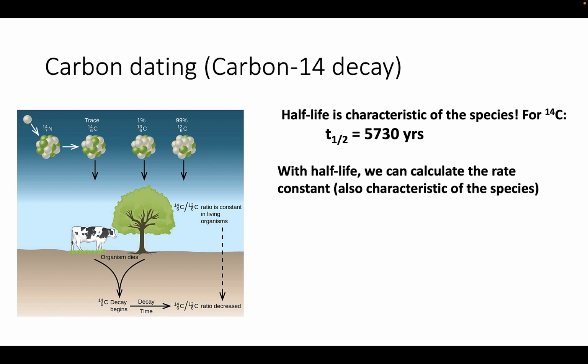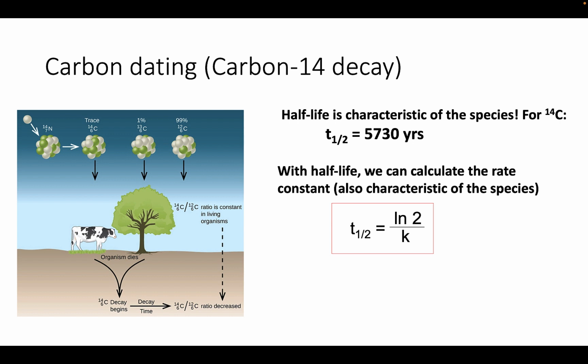Therefore, it must be 5,730 years old, right? One half-life has passed because it's showing half of the amount that it used to. And so therefore, we can calculate the age of the species, which will require us to get the rate constant as well. So again, mathematically, if we want to know the age of the species, the first thing we want to do is say, well, the half-life is equal to the natural log of 2 over k.